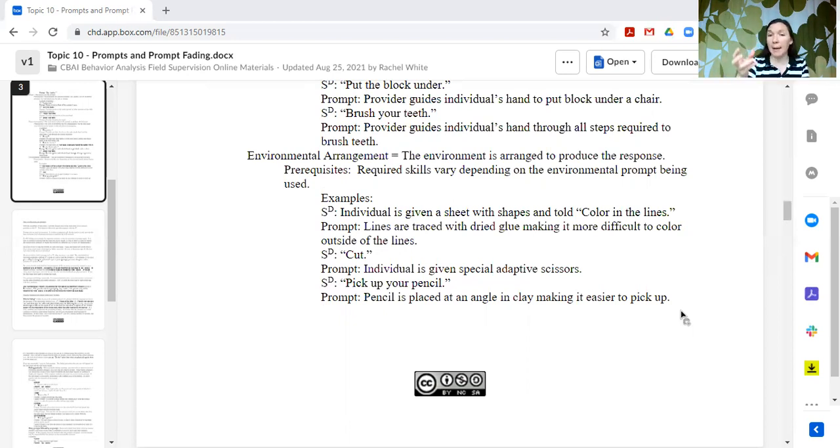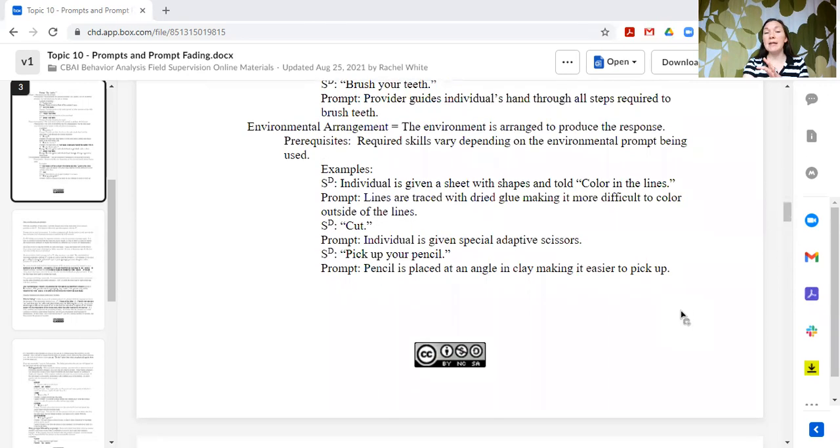It might also be things like adaptive equipment that allow an individual to grasp something from an angle that is easier for them to physically perform. So maybe the pencil is sticking up, and when it's sticking up, it's easier for me to use the correct grasp than when it's down on the table and I have to pick it up and then twirl it around in my fingers to get to the right spot. So one thing about environmental arrangements is that they might be used and faded out eventually, but some, like adaptive equipment, don't need to be faded out. If the learner still needs that support, then that's fine.